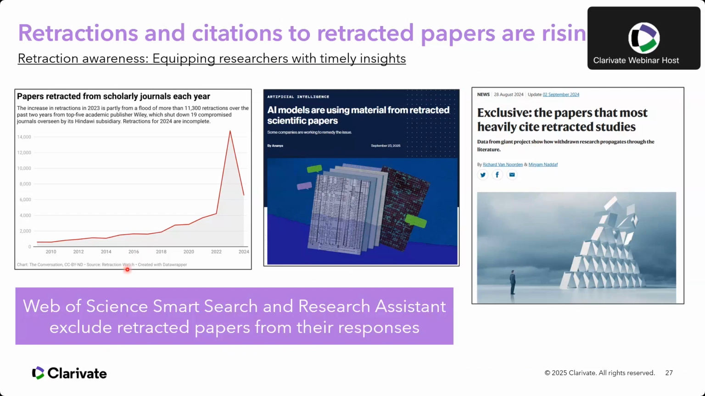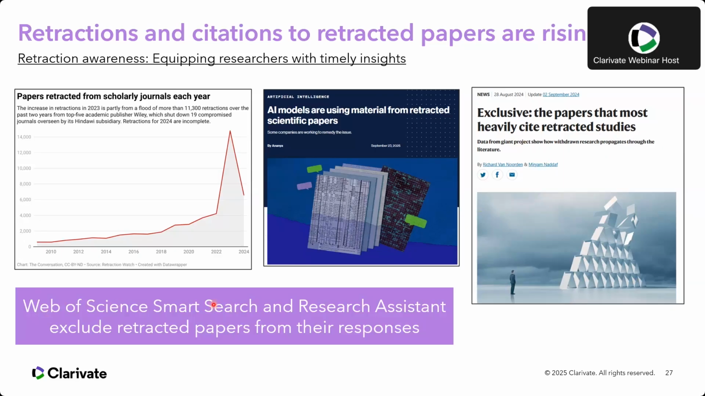Different studies here, one from Nature, this one from Retraction Watch, this one from Artificial Intelligence. Papers retracted from scholarly journals each year. You see there was a spike that retracted. AI models are using material from retracted scientific papers. That's very problematic. The papers that most heavily cite retracted studies. So that was a study on listing the papers that cite papers that got retracted.